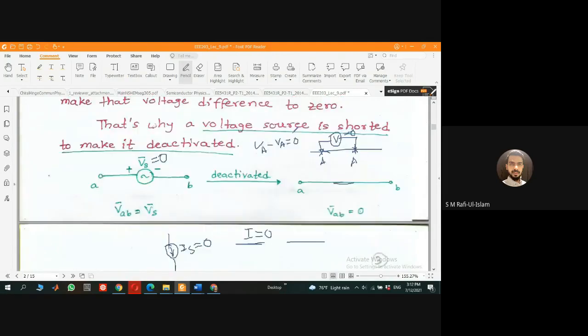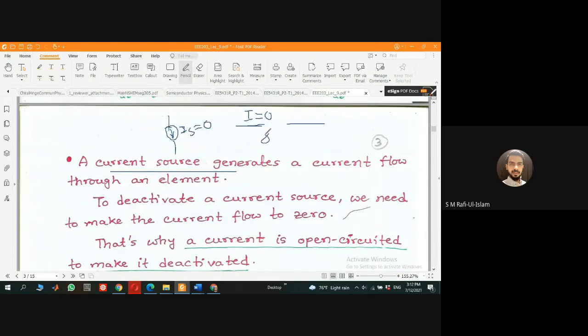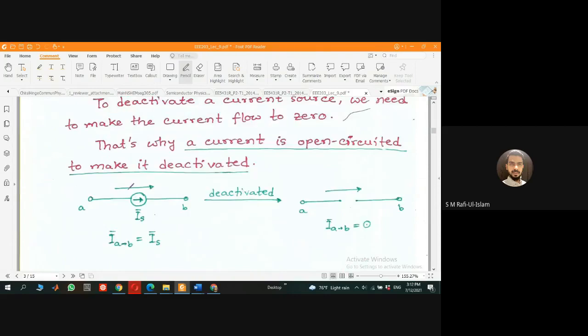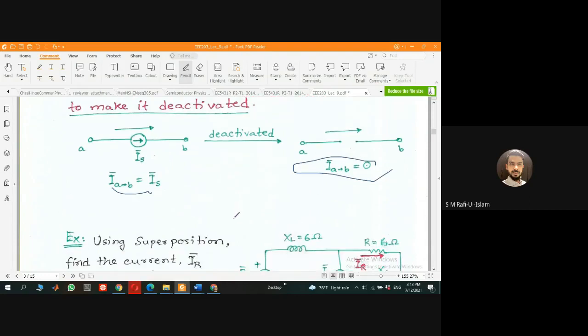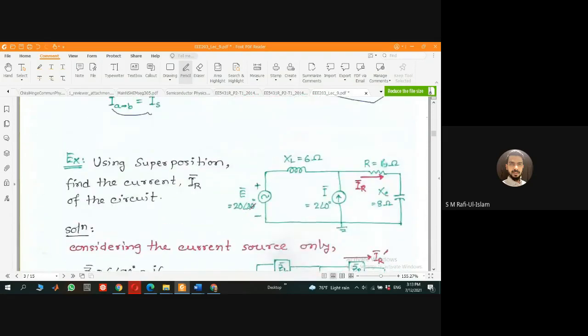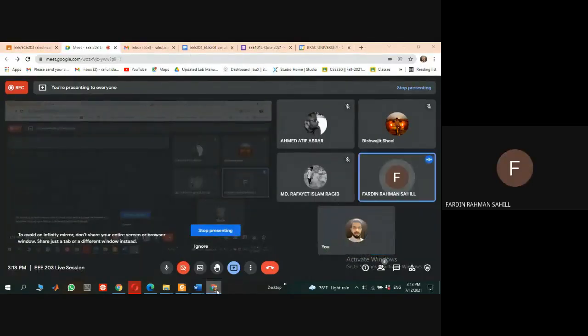This is called an open circuit. Similarly, if I have a current source with current passing from A to B, but I want to deactivate it, just leave it blank, means just disconnect these 2 points. This is called the open circuit. Do we know this? We learned this in DC circuit, right? Yes, sir, of course.